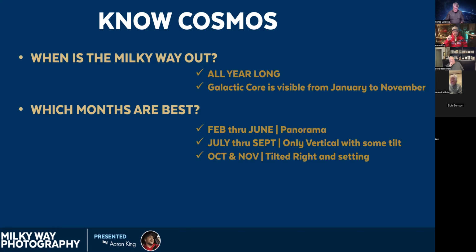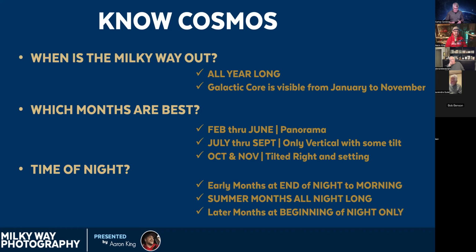Now, what does "set" mean? We'll talk about that here later, but what do they mean by it's set? The Milky Way core has set, and we'll get specific on that. So the time of night. When you're thinking about these months, the early months, it's the end of the night, almost to morning. So like right now through April, you're going in the early hours of the morning before sunrise. Then, if you go in the summer months, it's all night long. Starting in June through September, you've got all night long Milky Way. Then, the later months, it's really just at the beginning of the night when it just barely got dark, and then it sets before the night is over.